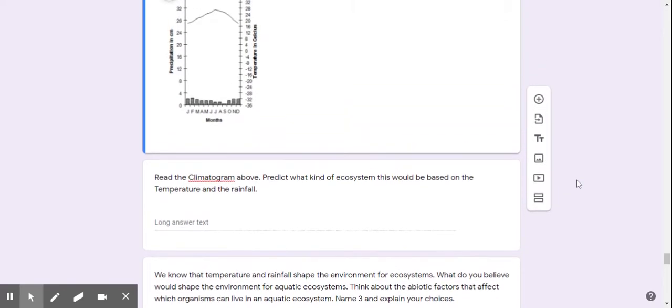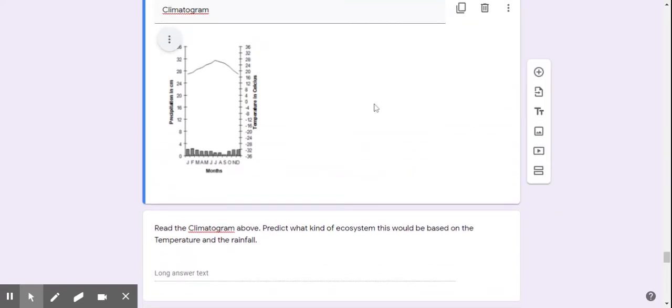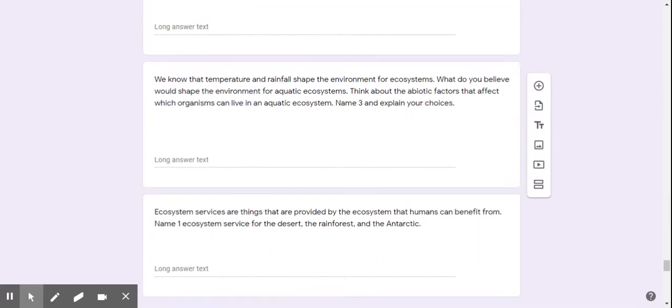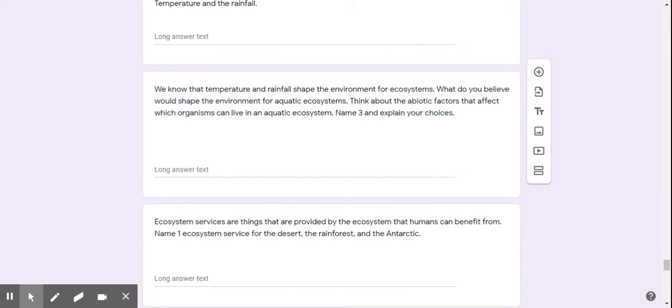So right up here, this was a terrestrial ecosystem. This was a land-based ecosystem. So what we determined was rainfall and temperature. Those two things are abiotic. They're non-living factors. But now we're going to do an aquatic environment. So what affects what kind of animals can live there in an aquatic environment?